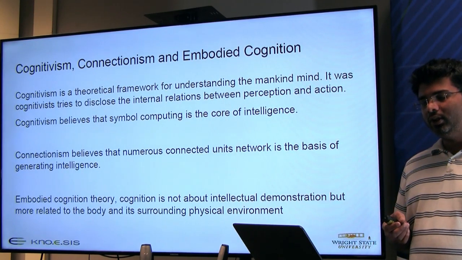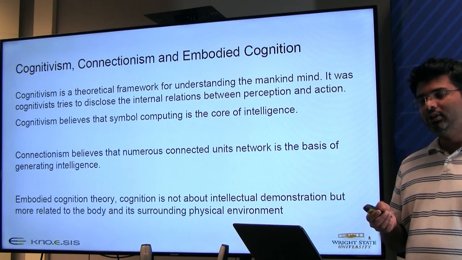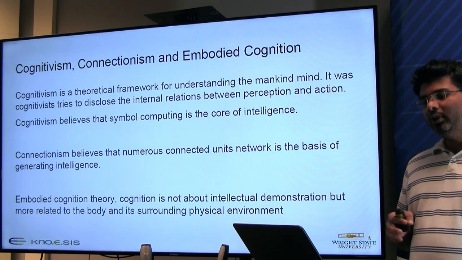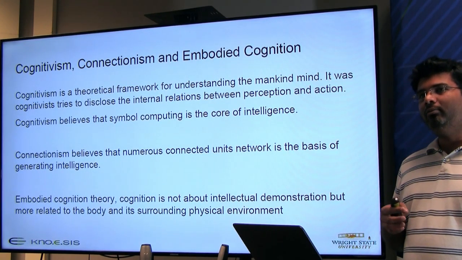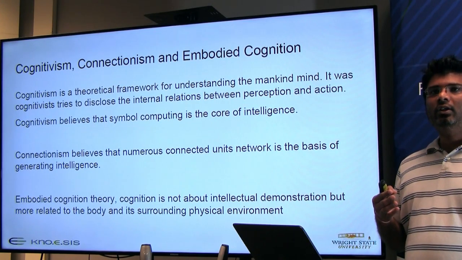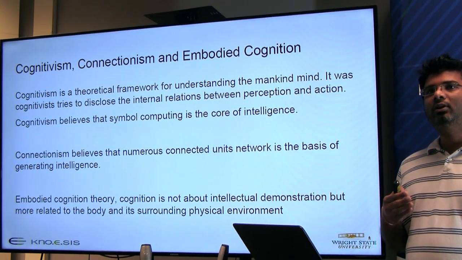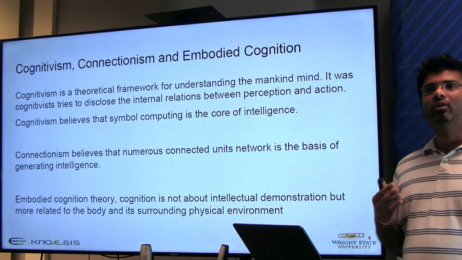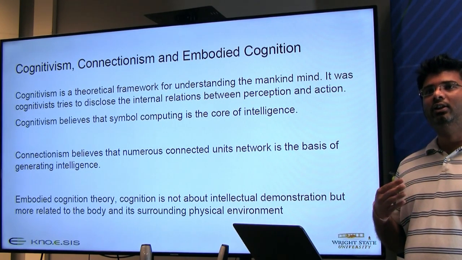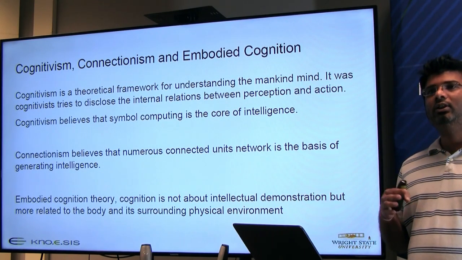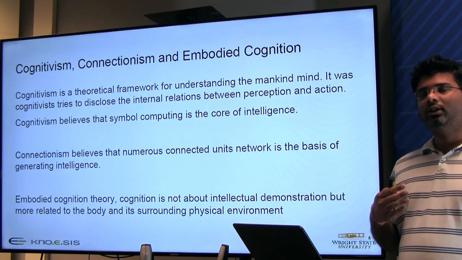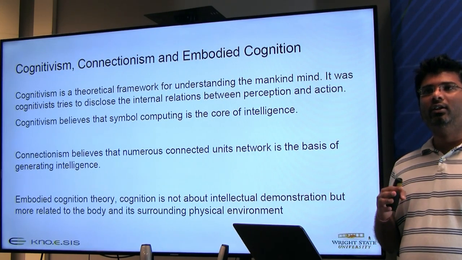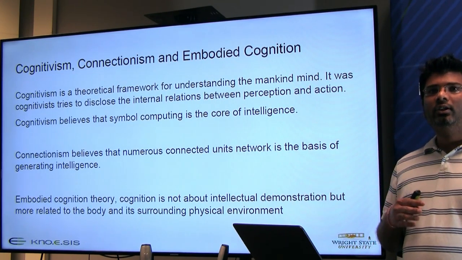And there is another saying in psychology which I have mentioned here: cognitivism believes that symbol computing is the core of intelligence. For example, if we are able to recognize a symbol on traffic which says pedestrian crossing, that makes us intelligent. However, this is too basic as of now, but still if you come up with a new symbol and a system is able to recognize it and make a decision on top of it, it could be considered intelligent.